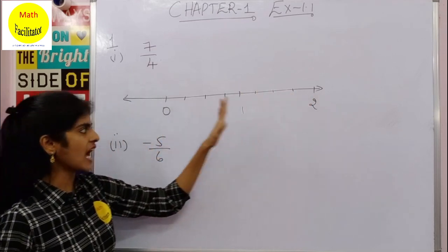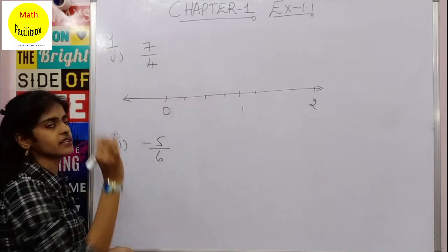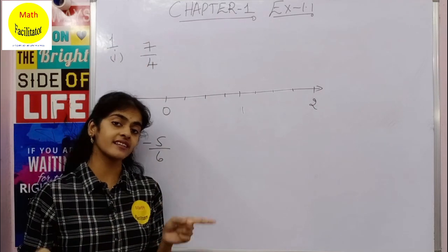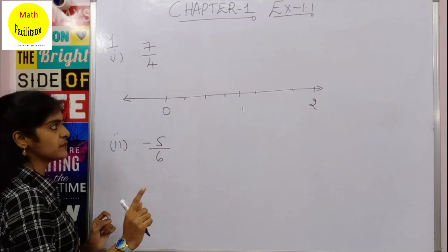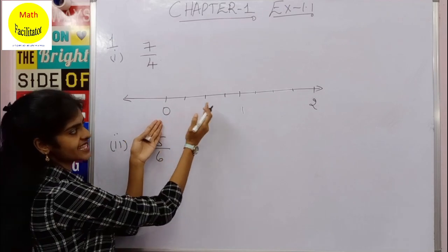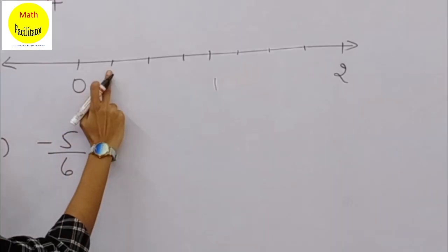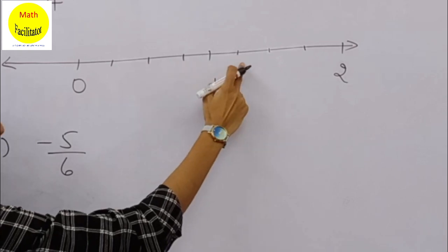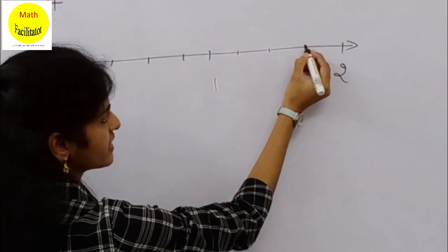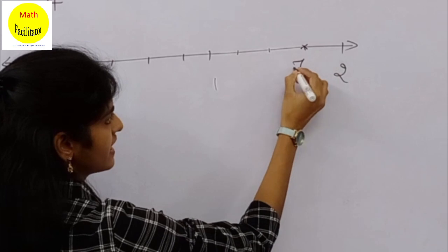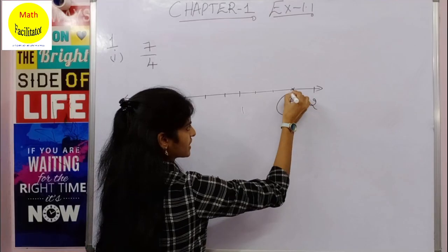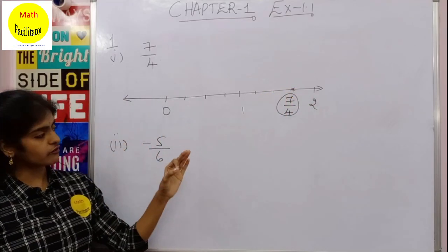And now let us consider the numerator. Numerator is 7, which means from 0 you will count 7 parts. So 1, 2, 3, 4, 5, 6, 7. So this is nothing but 7 by 4. Clear? So how will you do this?